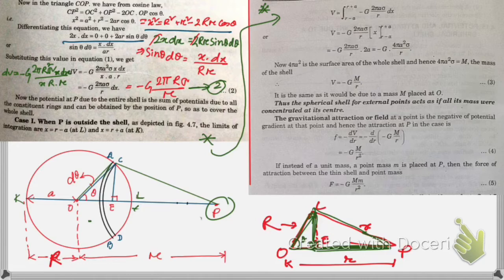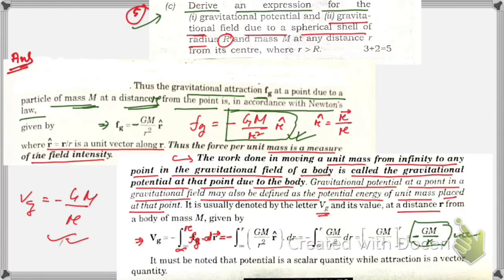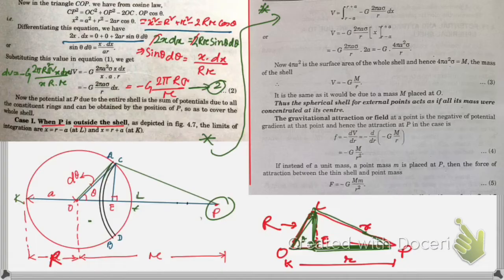So here you see, when P is outside a shell, it is given in the question. If you check the question, small r is greater than capital R, right? Small r is the distance of this point P at which we need to find the gravitational field, and capital R is the radius of the sphere. So small r is greater than capital R, then P must be lying outside, right? Hope you have understood this.